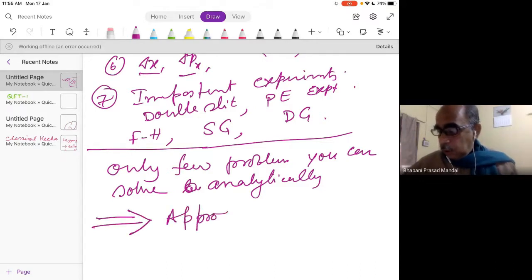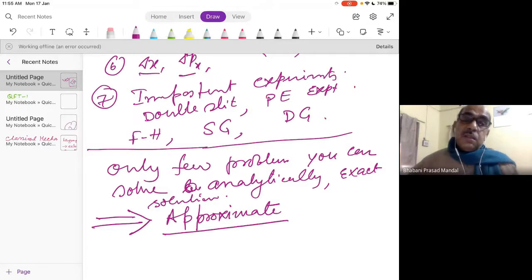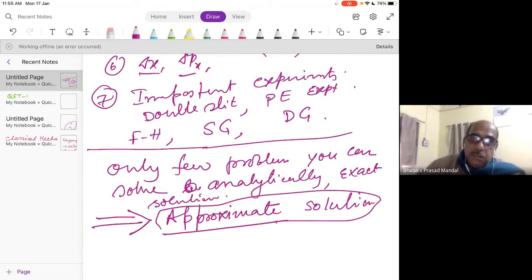Where I can solve analytically, an exact solution you can find. But in most cases, you will not find that exact solution, so you need an approximate solution. And how to find an approximate solution is the topic of my teaching in this semester, mainly.